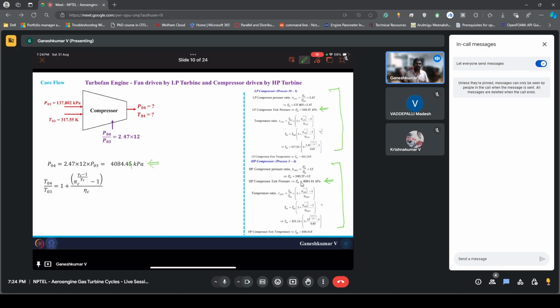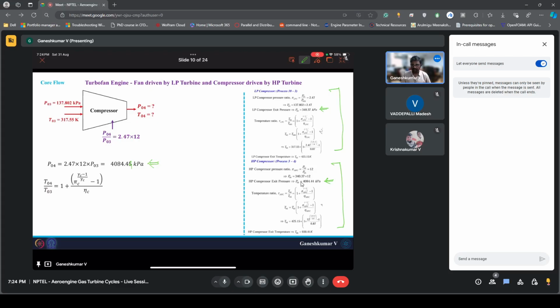So you will end up having the same pressure ratio, although here you are solving it as two different compressors and there you are solving it as one compressor. At the exit of the compressor stage, or you can say at the exit of both the components, the pressure would be 40.84 bar. Okay, let's go forward.